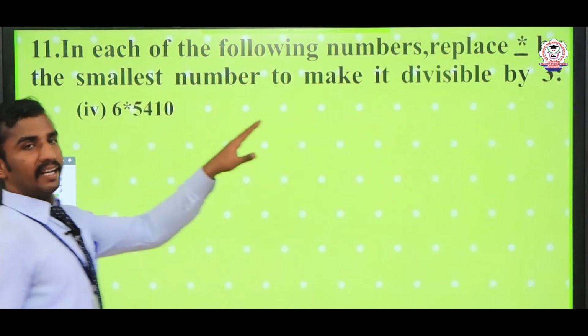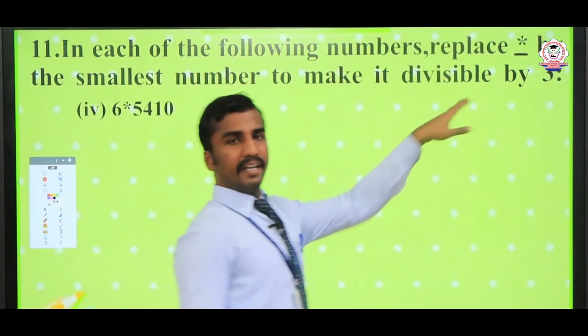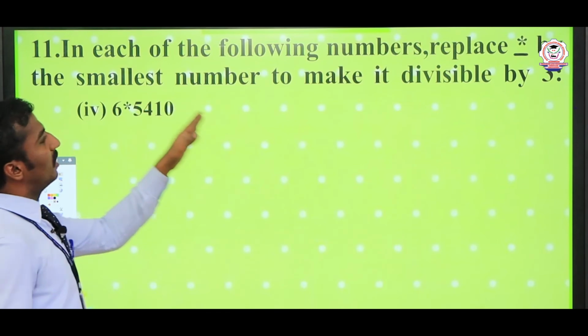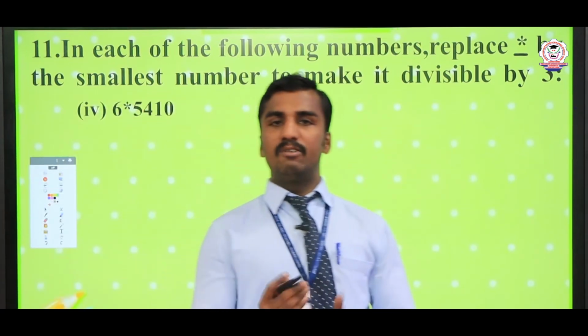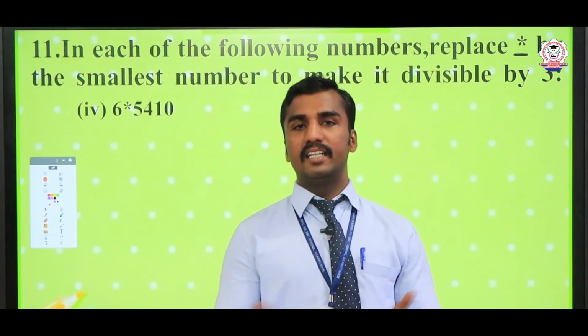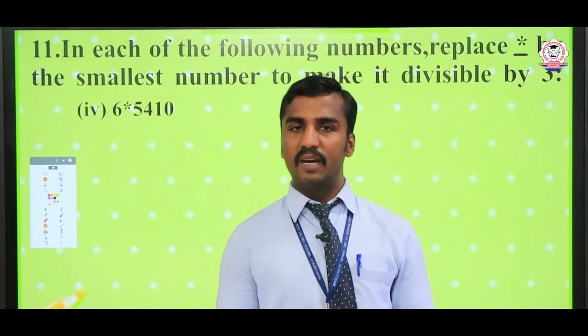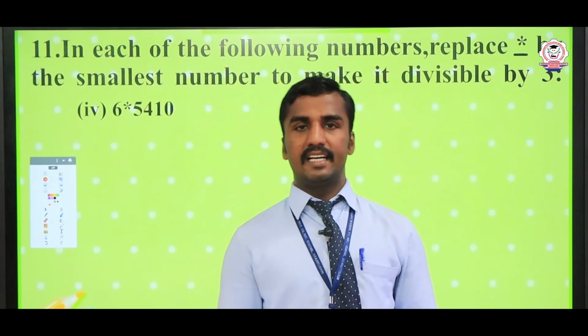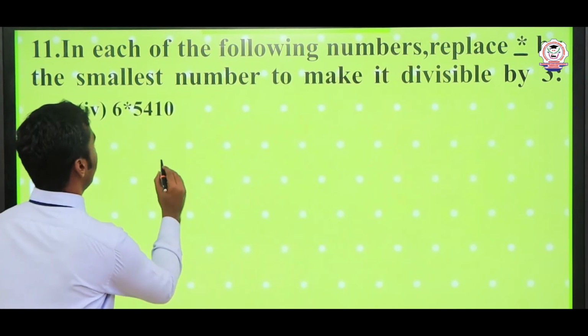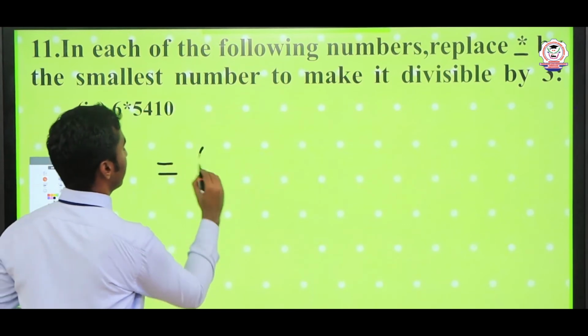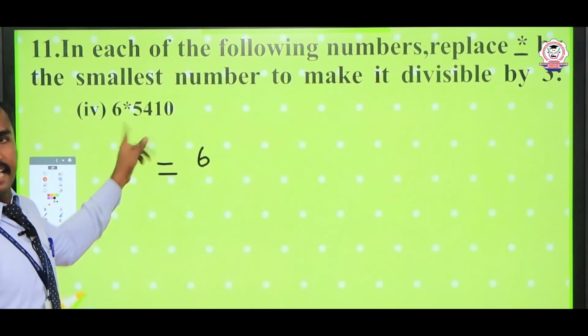In each of the following numbers, replace the star by the smallest number to make it divisible by 3. So divisible by 3, what is the condition? The sum of the digits. If the sum of the digits is divisible by 3, then the whole number is exactly divisible by 3. So the star place is x.